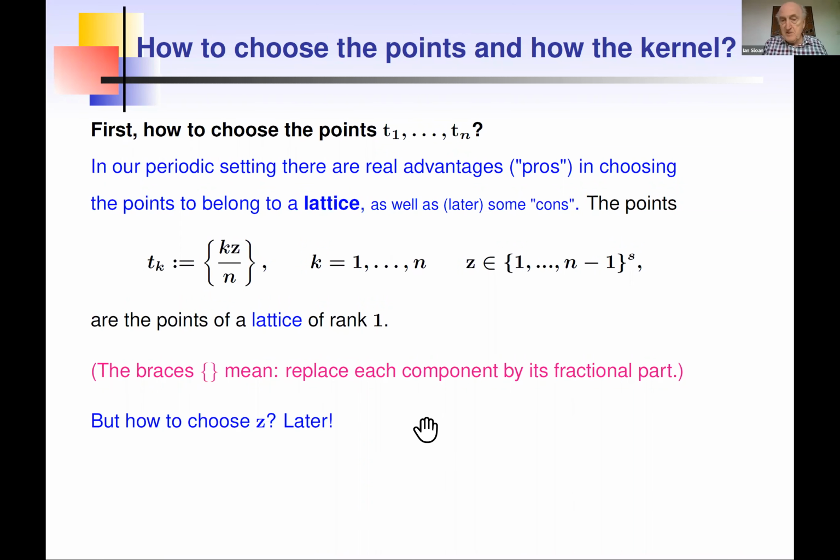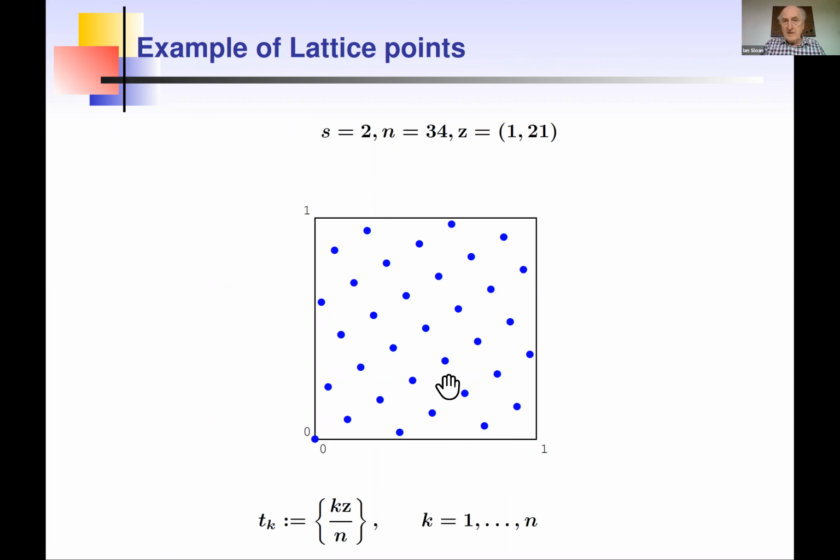There are good choices and bad choices, but let me just be clear that we understand what a lattice method is. So this is now just in 2 dimensions. It's a 34-point lattice. z, my integer vector, is (1, 21). And so what does that do? Well, tk is kz on n. So starting with k equals 1, well, that's the point there.